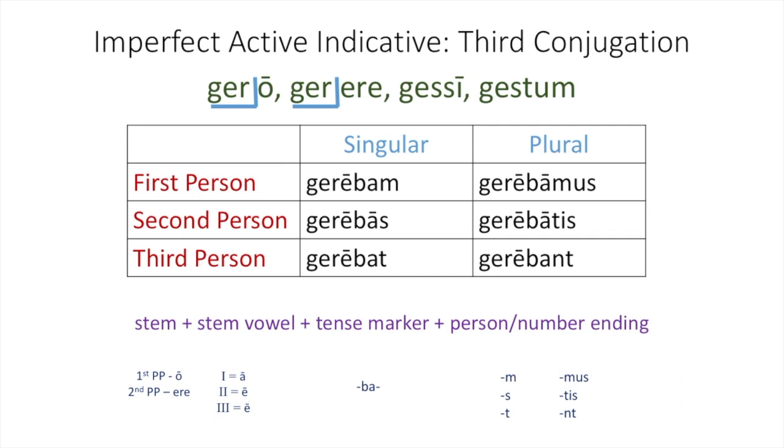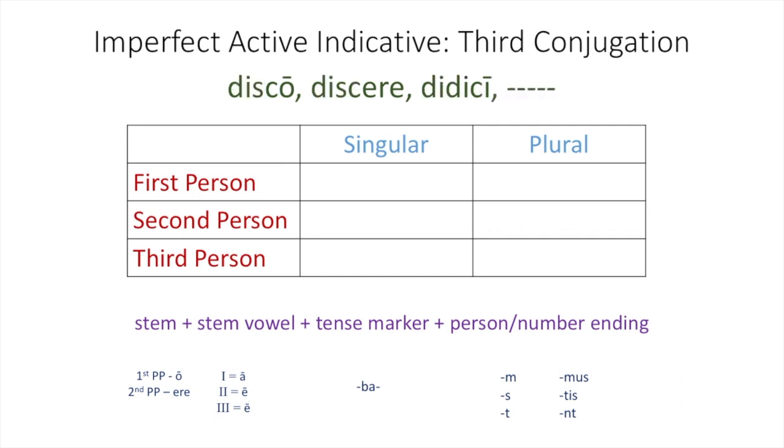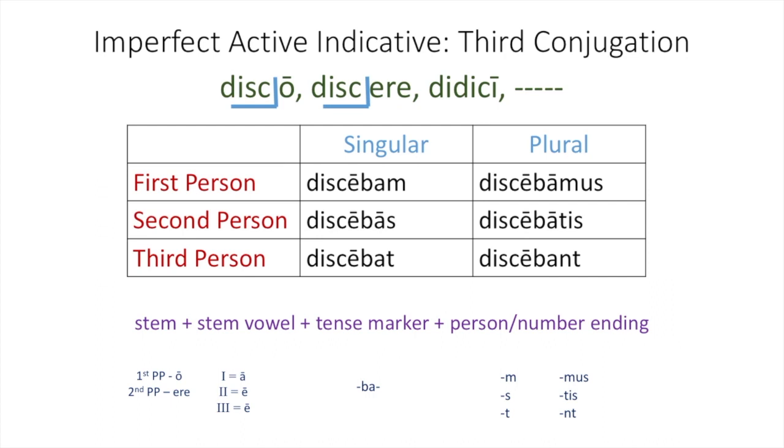So now it's your turn to practice this with your verb disco, discere, didici. Conjugate this verb in the imperfect tense and pause the video to then check your work once you've completed it. Okay, hopefully you have our forms: discebam, I was learning; discebas, you were learning; discebat, he, she, it was learning; discebamus, we were learning; discebatis, y'all were learning; and discebant, they were learning.